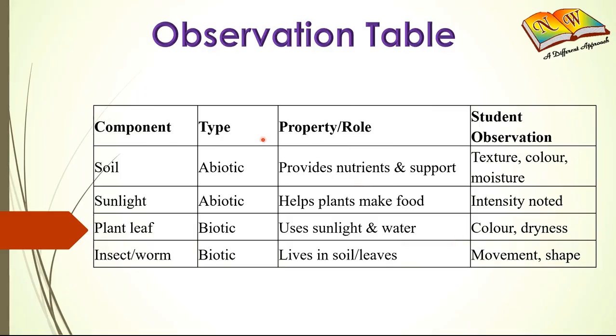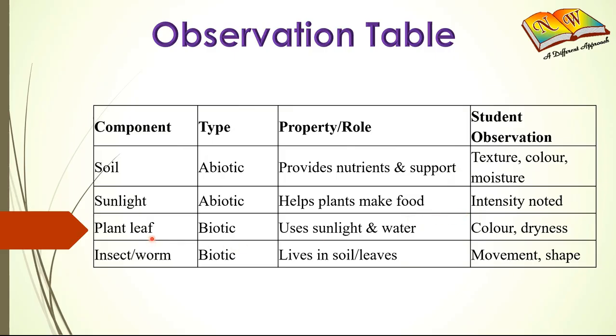So after observing the soil sample, you have to build this observation table, and fill in the observation table as shown here. Soil falls under the category of abiotic component. It provides nutrients and support to the plants. So the students will be observing the texture, the color and the moisture level of the soil. Sunlight, which is an abiotic component, helps the plants to make food. So you have to note how bright the sunlight is.